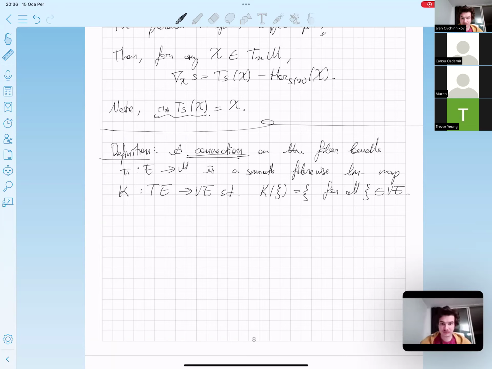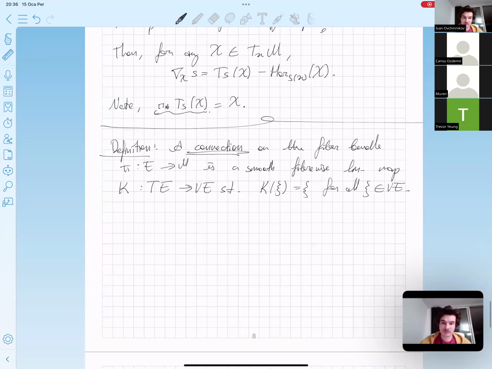So now this is an alternate way to define the connection. It's more algebraic if you prefer this. And if you ask how to relate the two definitions, it's quite simple. You just take the kernel of K and that gives you HE. So this is the same thing, right?